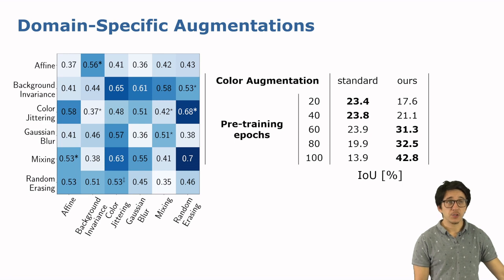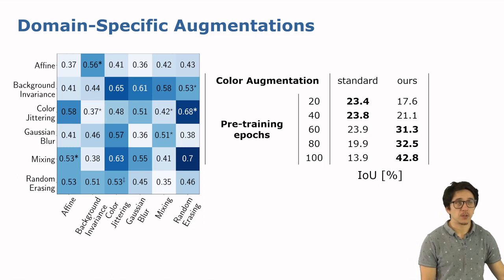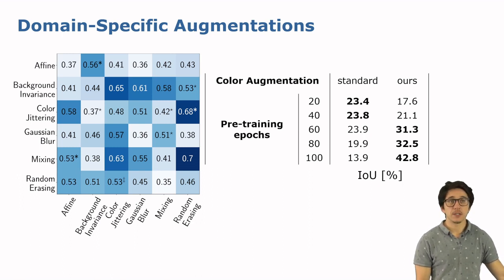To evaluate the augmentations proposed, we pre-train using all possible pairs in the two possible orders, and then fine-tune for semantic segmentation. The blue table on the left is the result, where the number expresses the mean intersection over union. Lighter colors indicate lower performance and darker colors indicate higher performance. We can see that not only the order of the augmentation matters, but that the best performance is obtained with domain-specific augmentations, like the background invariance, or with very strong augmentations, like the random erasing.